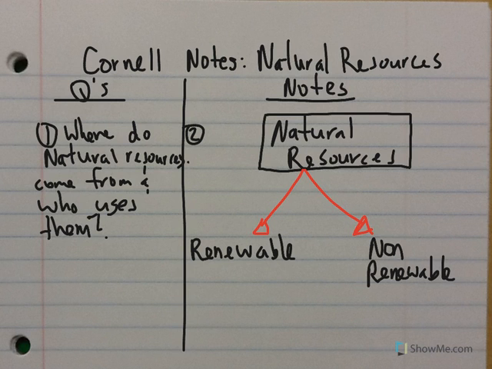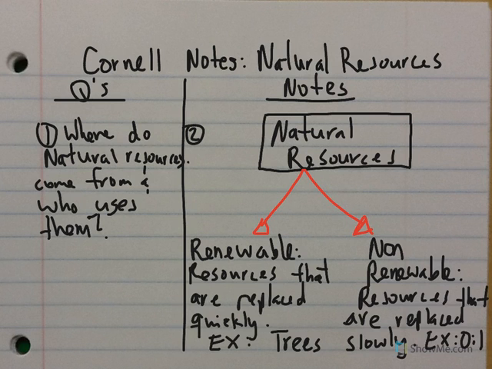Renewable means that the resource is always being replaced. So people can use it as often as they want, and there's always plenty more for humans to keep using, or animals. Non-renewable means that there's only a limited amount of that resource. It sometimes renews, but it's very, very slow. It takes thousands or even millions of years for the resource to come back. So let's write specific definitions for this.